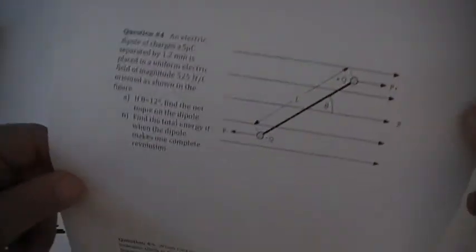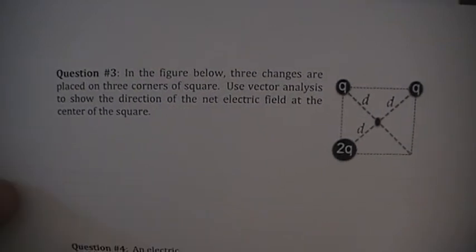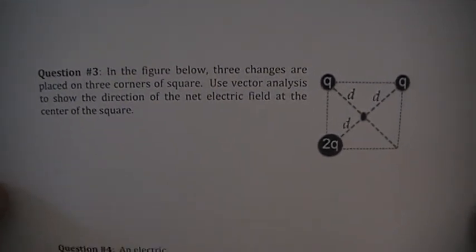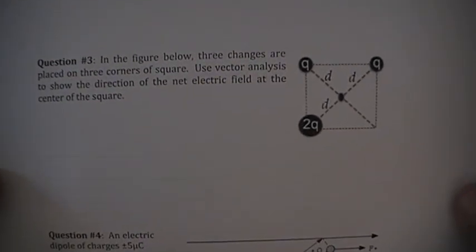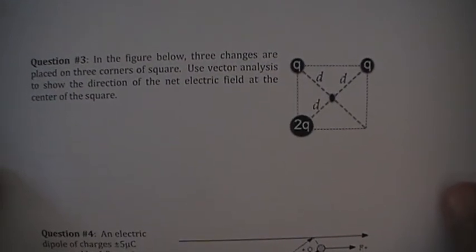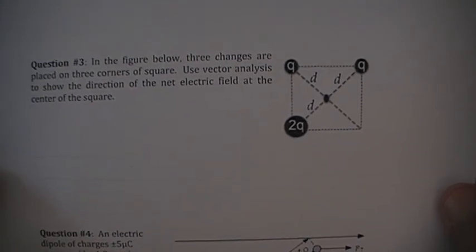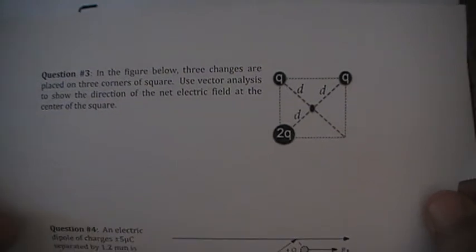The third problem is this one, which I discussed in class, to be honest with you, and we solved it in class, and I was a little bit surprised that some people did not pick it up. But what do we have here? We have charges placed on the corners of a square. Two of them on the top are q, and the bottom one is 2q. And he wants to know, just using vectors, the direction of the resulting electric field. Let's see how we're going to do that.